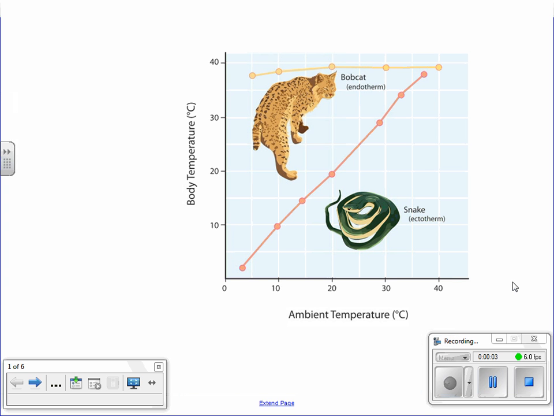Hello, welcome to your review on regulation. And what we're going to start out with is thermoregulation. So the first part of the regulation chapter deals with thermoregulation. And thermoregulation is basically the regulation of your temperature.